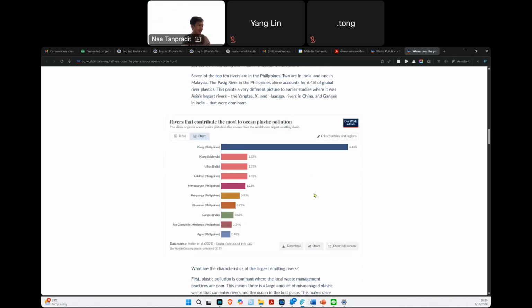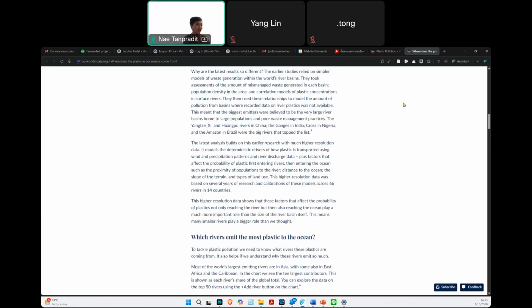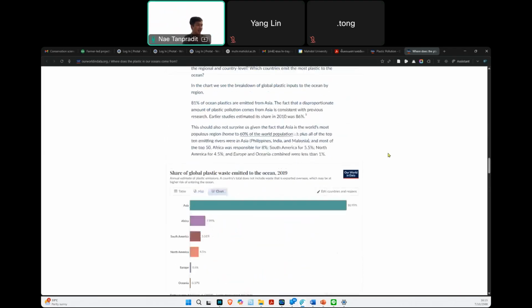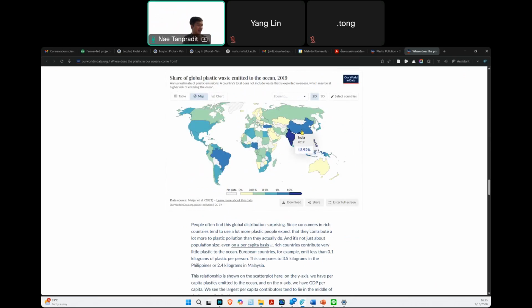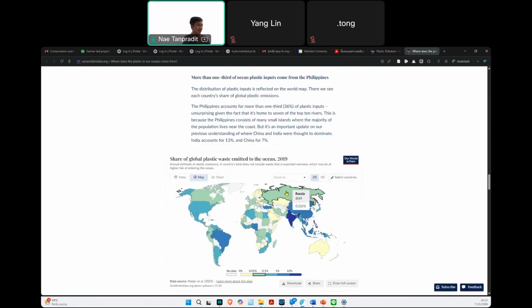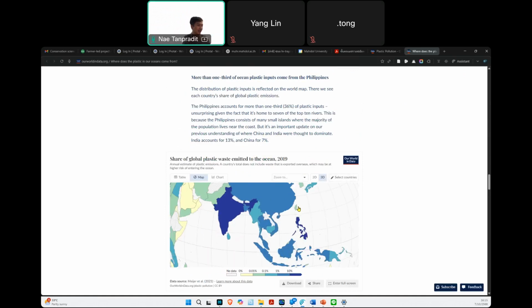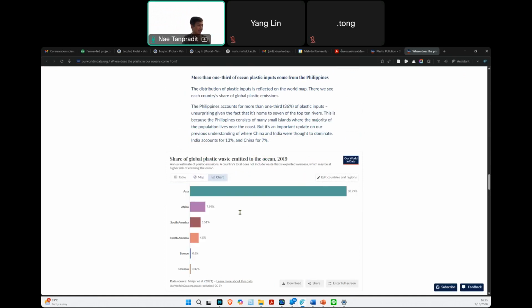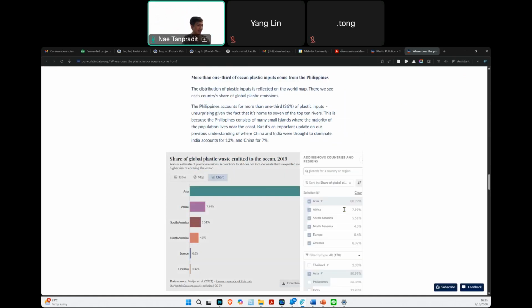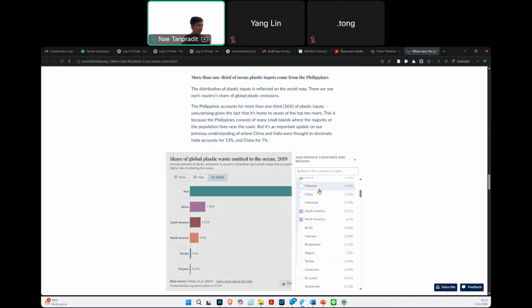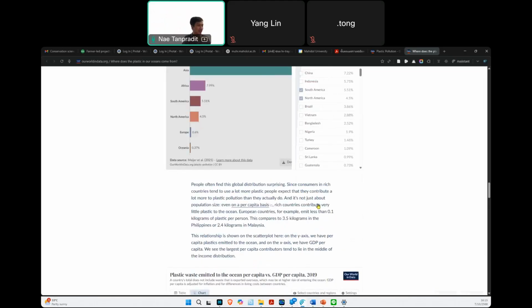Rivers contribute the most to ocean plastic like this, and you can see it in each country. You can make it 2D, 3D, or a chart, and select some of the countries that you are interested in. You see Indonesia, add Indonesia into the graph. You see China compared to Asia, compared to other parts of the world. This is the interactive one.